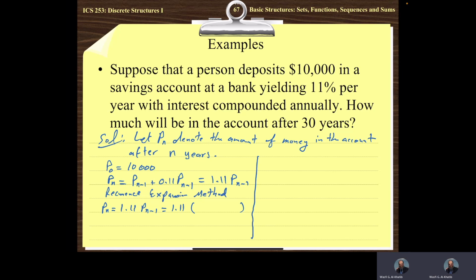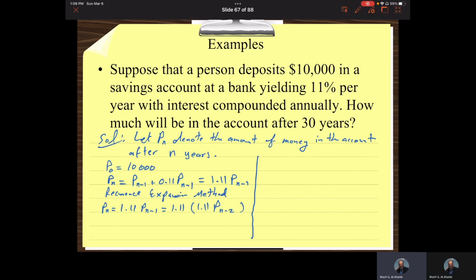Now, what am I going to do with the brackets? I'm going to take the P_{n-1} and put it here. If I put here P_{n-1}, what will be the result? 1.11 P_{n-2}, right? So 1.11 P_{n-2}. And notice that I put it in brackets. Now, why would I do that?